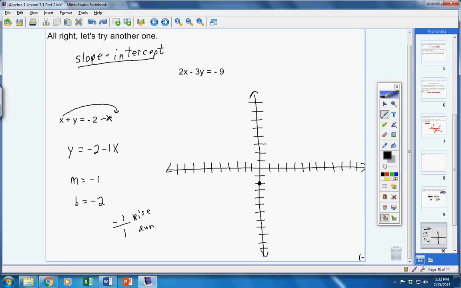If you wanted to, you could have put your negative sign in the bottom, and it will still work. You have a positive rise, so you go up 1, and a negative run, so you go to the left. Either way, you'll have a point here, or you'll have a point here, and it doesn't matter, it's still the same line, okay? They still line up in the same line.